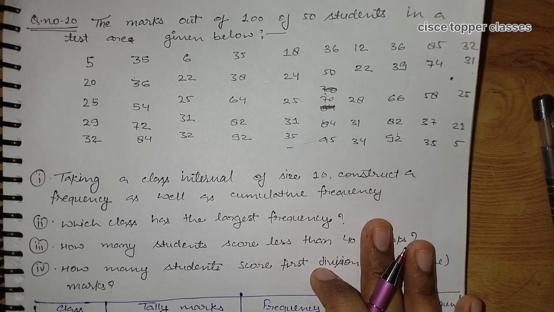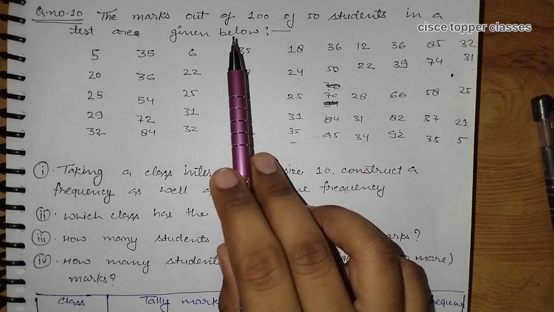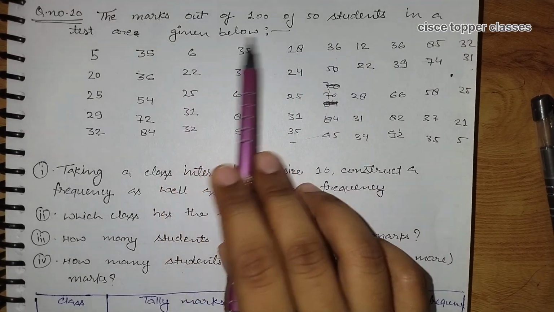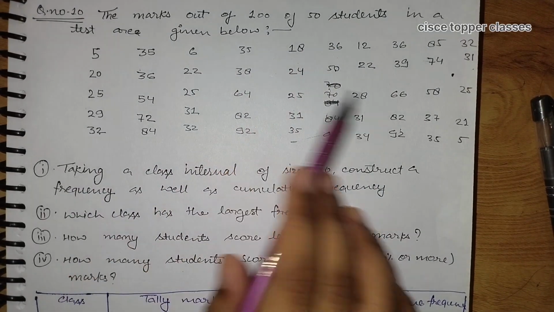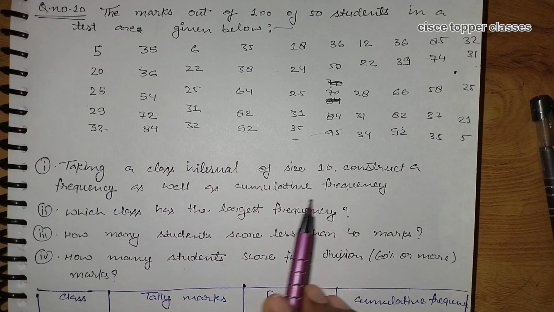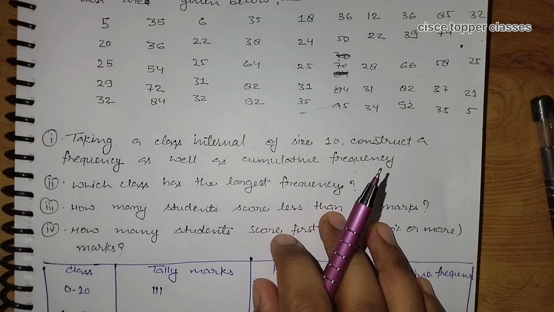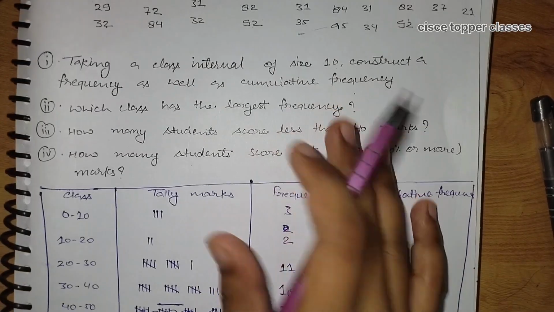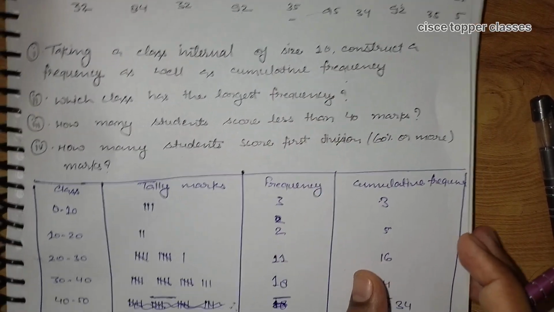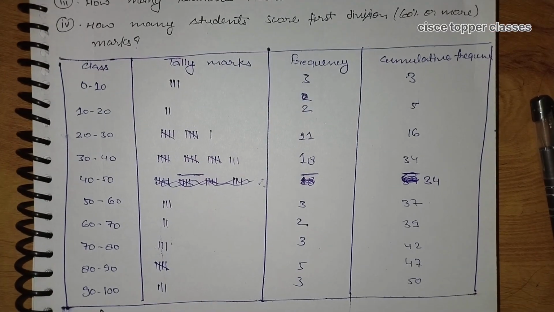Now let us solve question number 10. Here the marks of 150 students out of 100 in a test are given below. Firstly, from this data, taking a class interval of size 10, we have to construct a frequency as well as cumulative frequency table. We have drawn this table from 0 to 10 up to the highest value, which is 90 to 100.